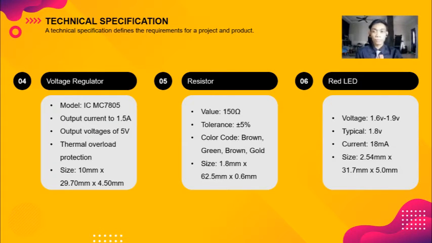Okay, for the red LED light, we use a red light. The voltage of this light is 1.6 volt to 1.9 volt. The typical voltage for this LED light is 1.8 volt. The current needed for this LED to work is 18 milliampere.